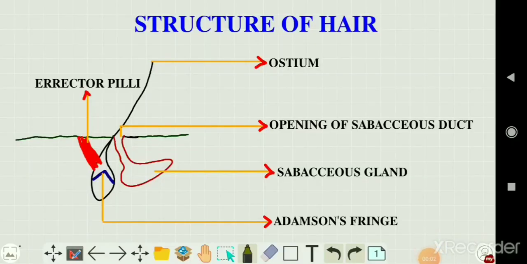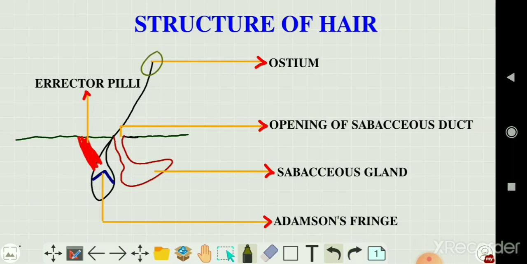Today I'm going to talk about the structure of hair. Hair is one of the appendages of the skin. There are various appendages of skin which include hairs, nails, sweat glands and sebaceous glands. Today I'm mainly focusing on the structure of the hair follicle. Let's see the structure of the hair follicle.